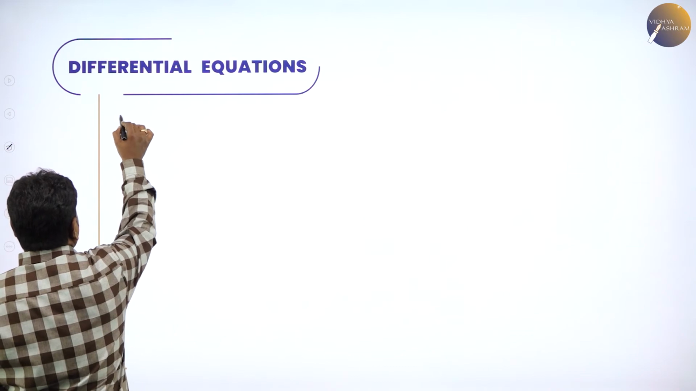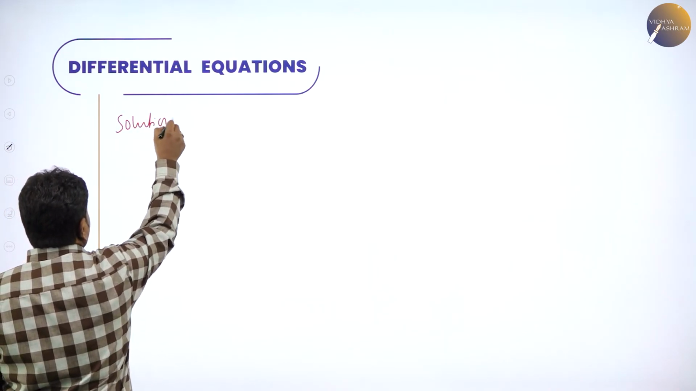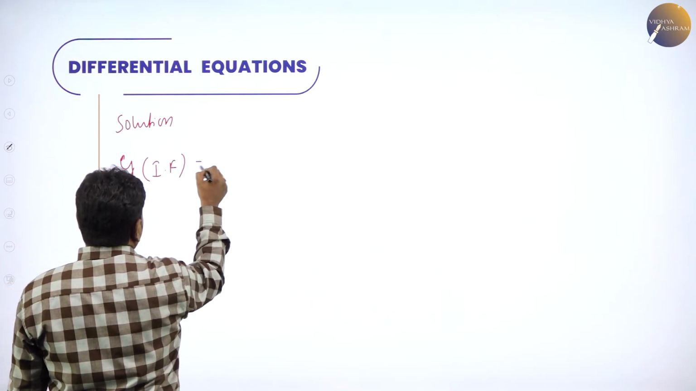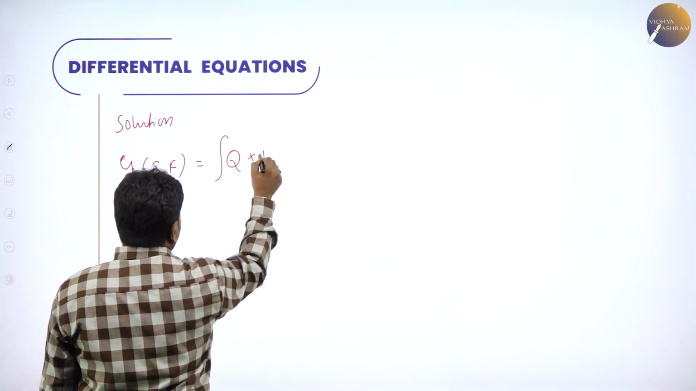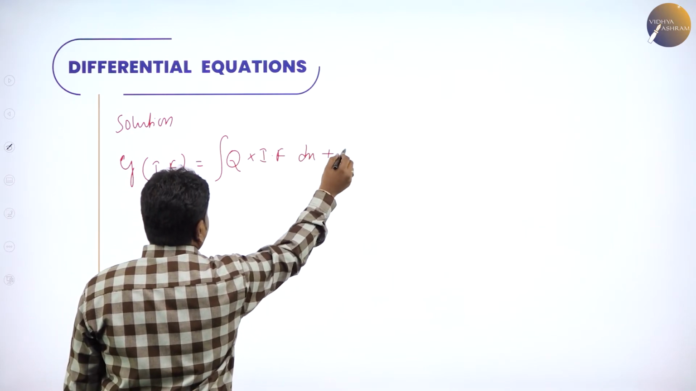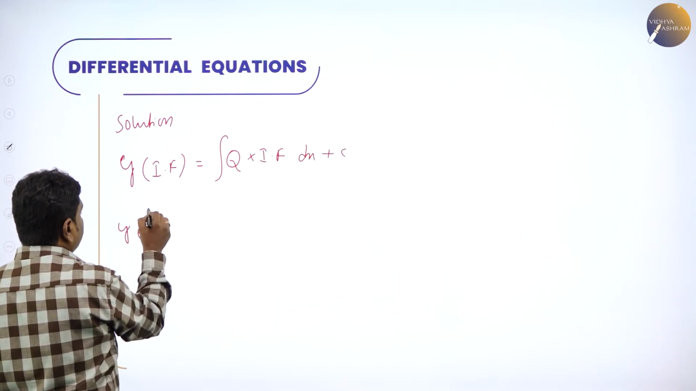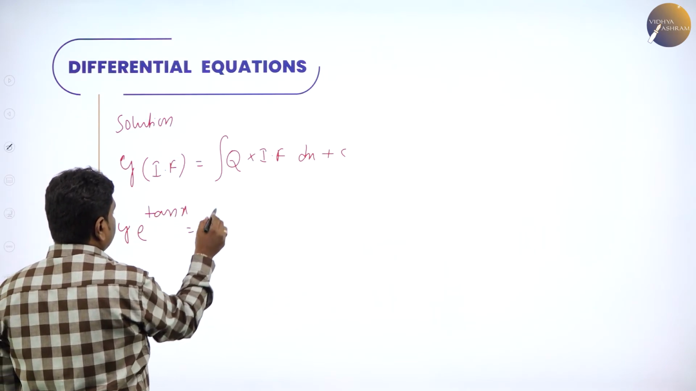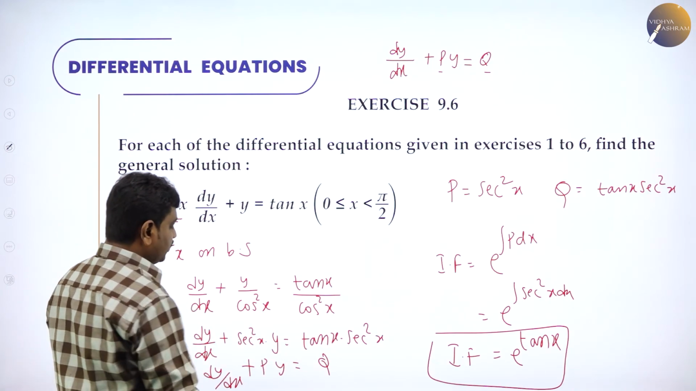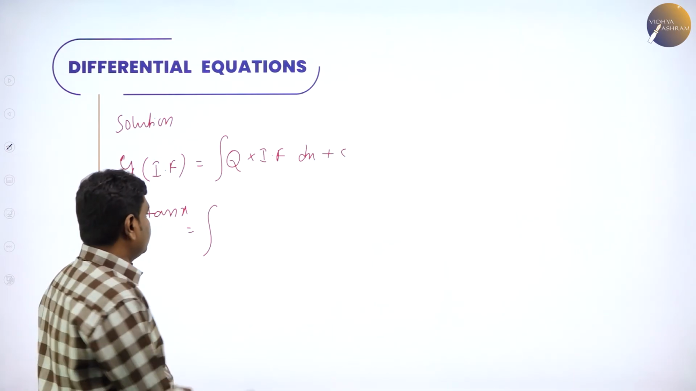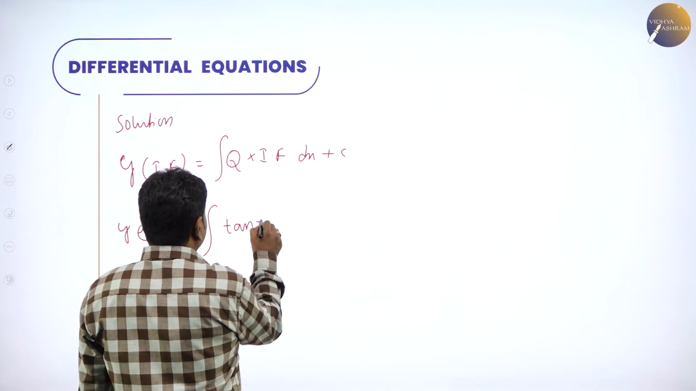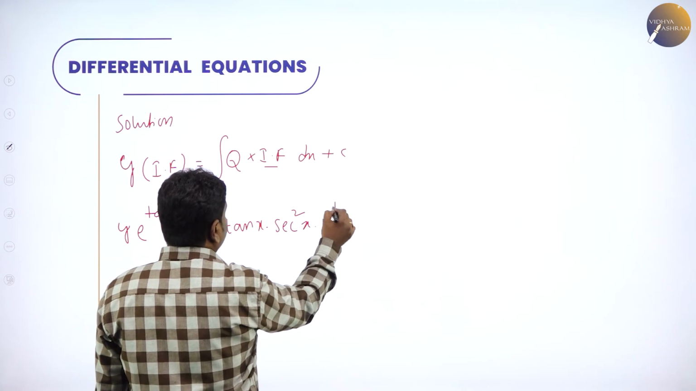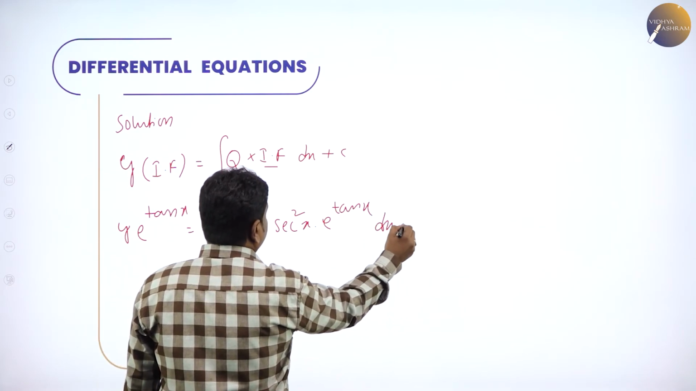The solution is what? y into integrating factor is equal to integration of q into integrating factor dx plus c. Y into integrating factor, that is e power tan x. So here we got integrating factor e power tan x, and q is what? Tan x into secant square x. So tan x into secant square x into e power tan x dx plus c.